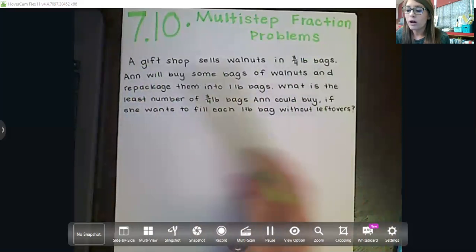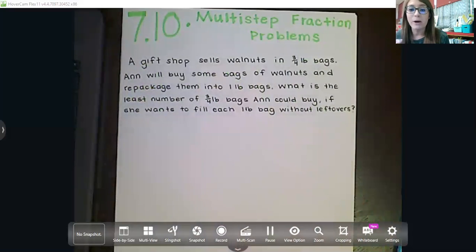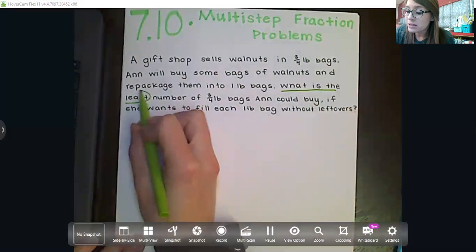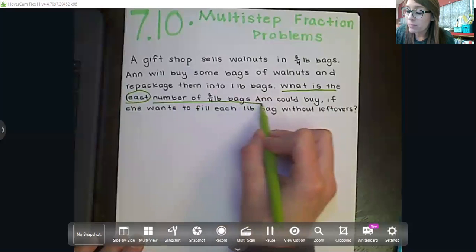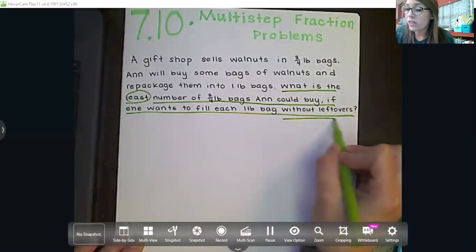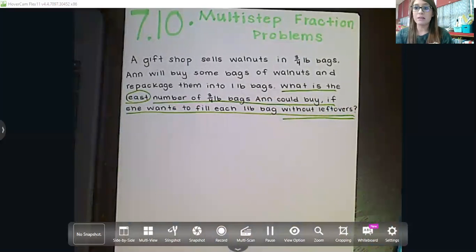Anne will buy some bags of walnuts and then she will repackage them into 1 pound bags. What is the least number of 3/4 pound bags Anne can buy if she wants to fill each 1 pound bag without leftovers? So first thing we need to do is underline the question that we need to be answering, which is this: what is the least number of 3/4 pound bags she could buy if she wants to fill each 1 pound bag without leftovers? That means she's not just going to fill one 1 pound bag and throw the rest away. No, she doesn't want any leftovers.